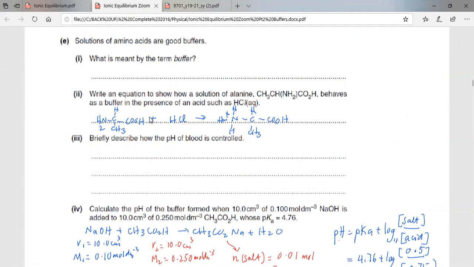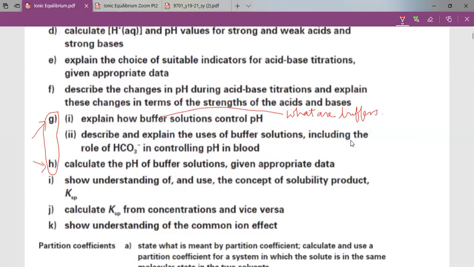Now, you need to define what a buffer is, which is the first part here, what are buffers. The second one is types of buffers. There are two types here, one is acidic buffer, and one is basic or alkaline buffer. We won't call it by this name, but that is what it means. Of course, then the next one is how do they work? How does a buffer solution control pH?